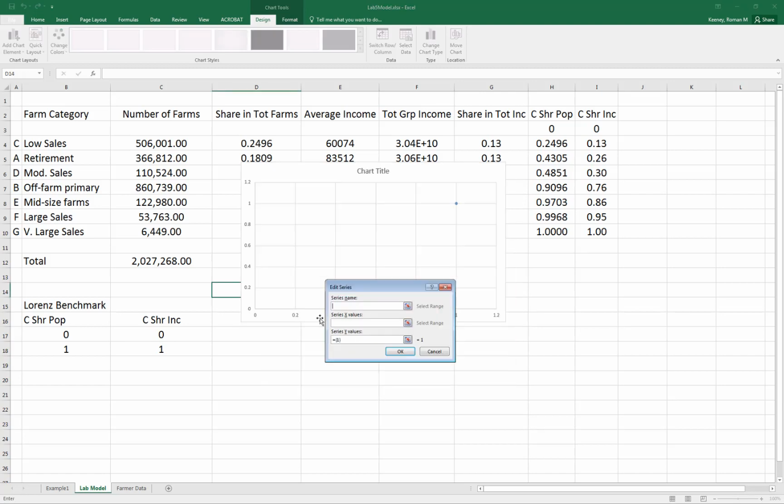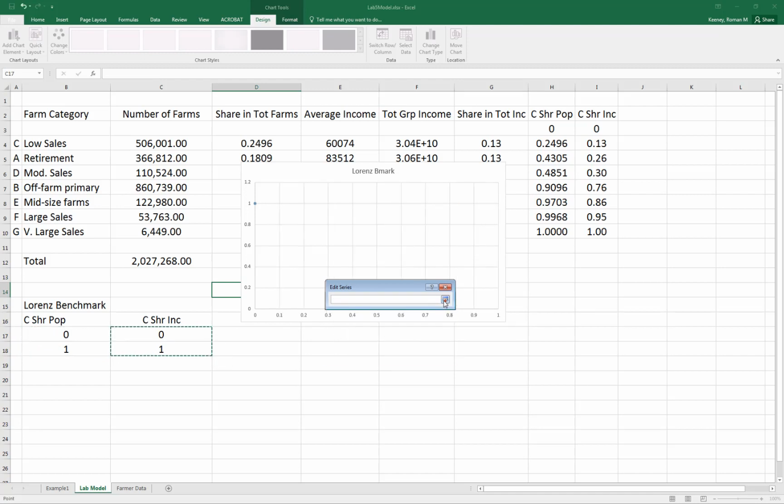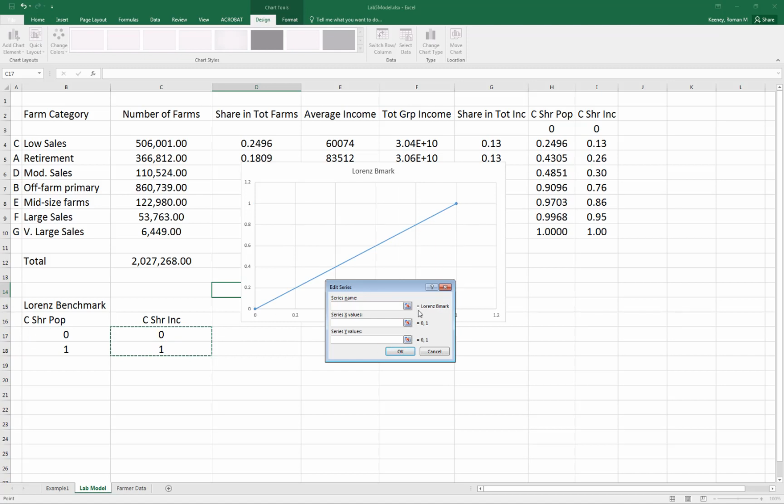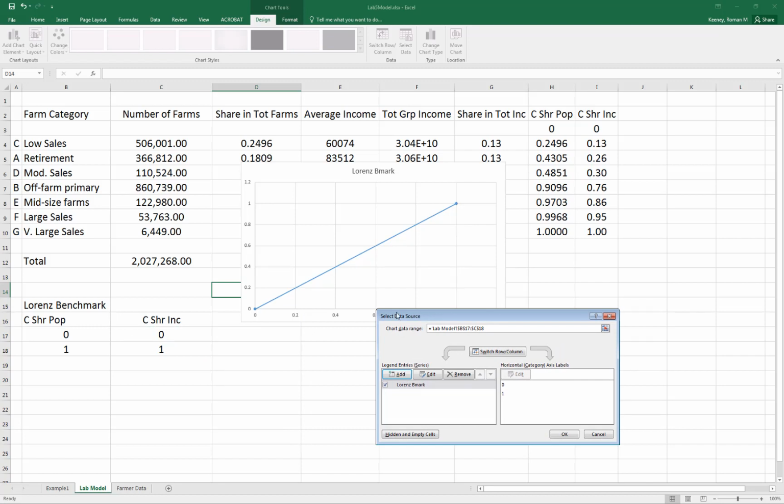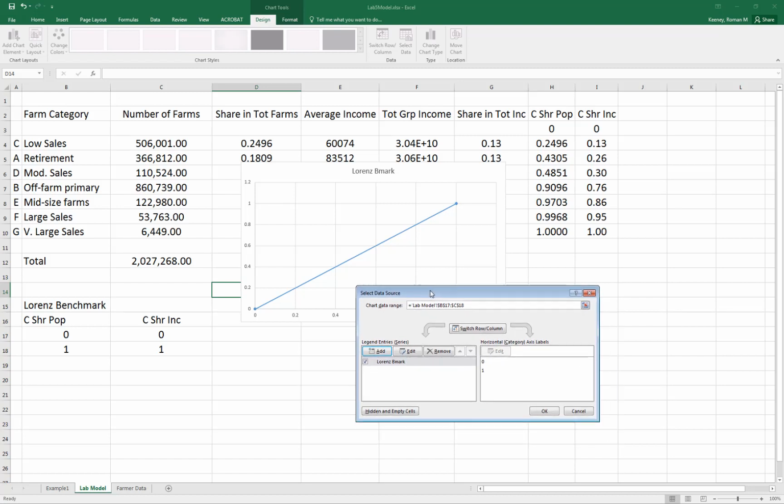Then I'm going to click on add, and I'll just call this the Lorenz Benchmark. For the x values, we're going to use the cumulative share of the population, and match those up with y values that are the cumulative share of income, and you get your Lorenz benchmark line. Click OK. Now we just need to plot our other line from right here, and that's going to be the one that bends away from that.